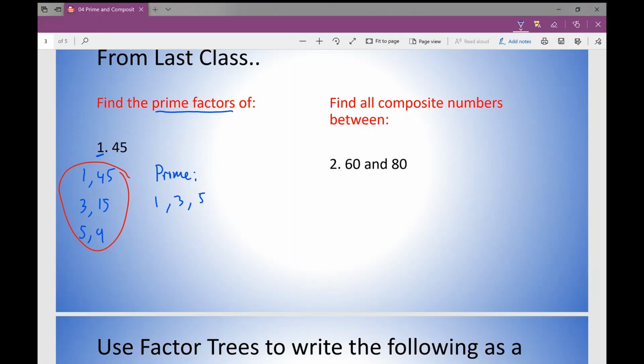Okay, now we have our second question here. Find all composite numbers between 60 and 80. So the easiest way to approach this question is actually going to be to identify the prime numbers, because there's going to be a lot less of those and everything else is going to be a composite number. So we know that all the even numbers are composite numbers, because all even numbers bigger than 2 cannot be primes. So we can write all those down.